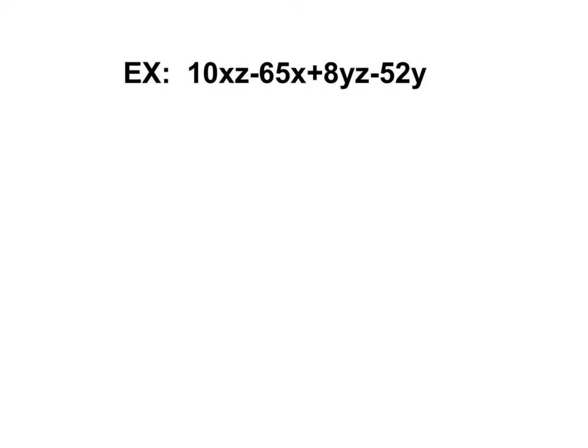So let's start with 10 and break 10 down into its factors. 10 breaks down into 1 times 10 and 2 times 5. So let's look at 65. 65 breaks down into 1 times 65 and 5 times 13. And real quick, we'll do 8 and 52 as well. So we see that 8 breaks down into 1 times 8 and 2 times 4, and 52 breaks down into 1, 52, 2 times 26, or 4 times 13.